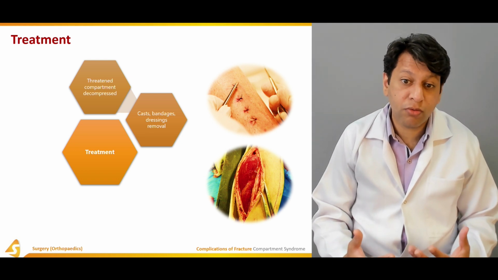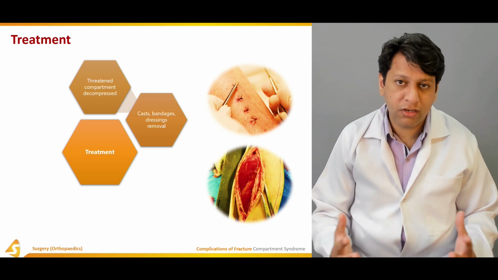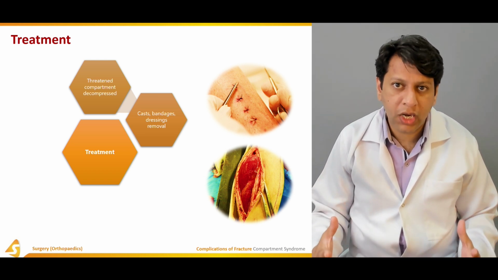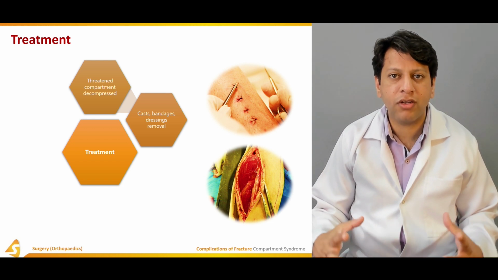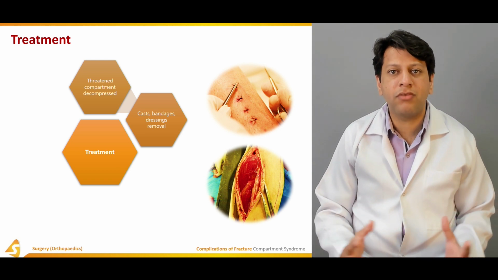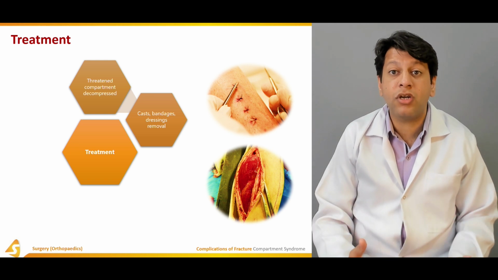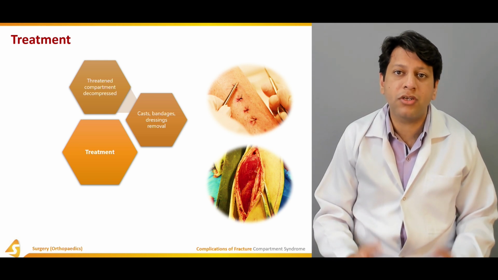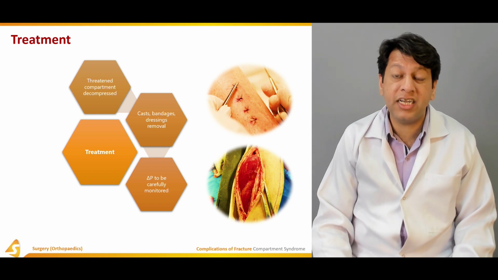So the first and foremost is just remove these casts and bandages and dressings so that you can allow the leg to swell up or expand, because then there will be some amount of osteofascial expansion, which can be given a chance to expand, so that there will be a decrease in the intracompartmental pressure. Then comes the value of delta P.